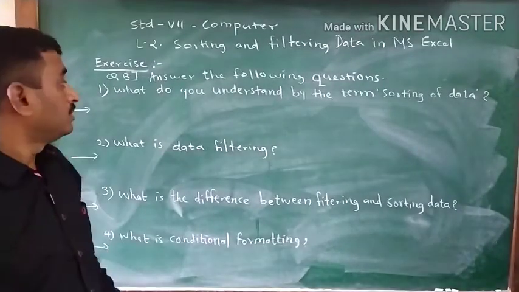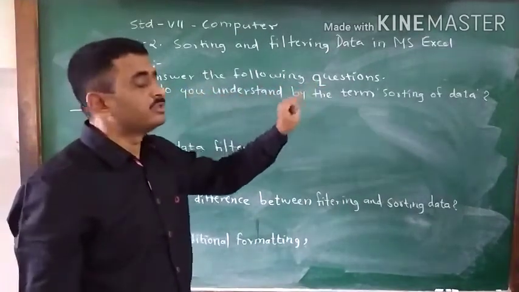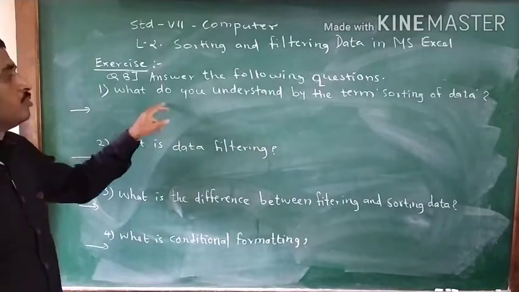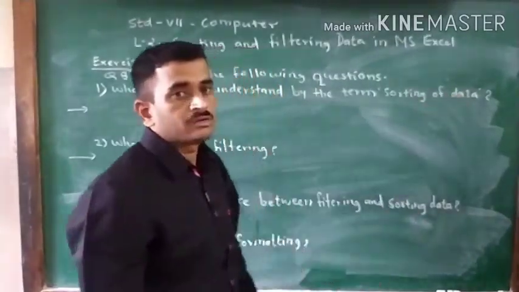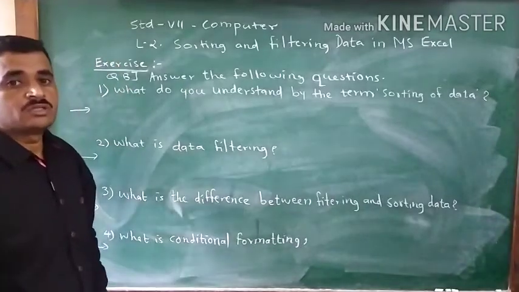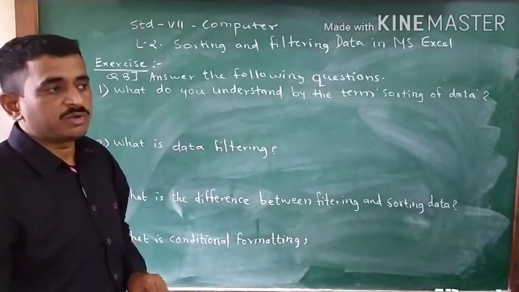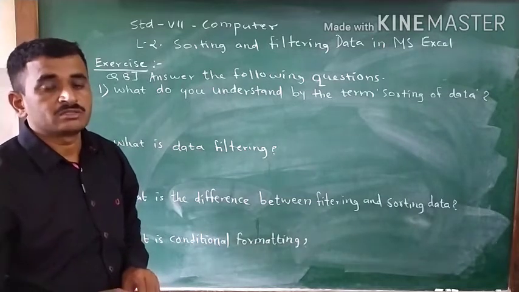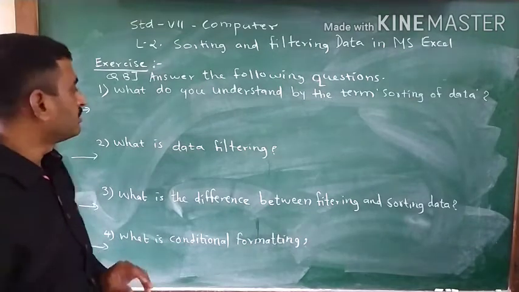Now we are going to see the next question. Question B. Answer the following questions. First question is, what do you understand by the term sorting of data? Sorting allows us to rearrange the given data in a specified order. In a specified order means either in ascending order or descending order. We can write the answer.